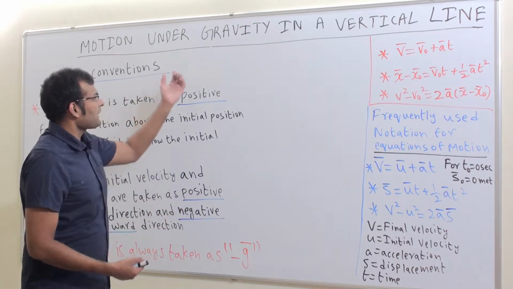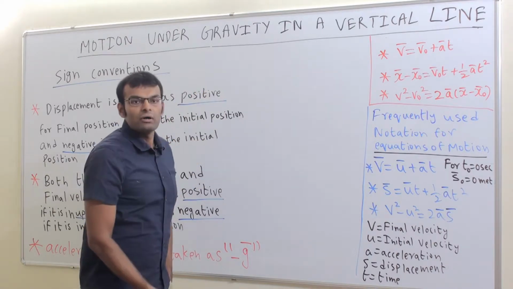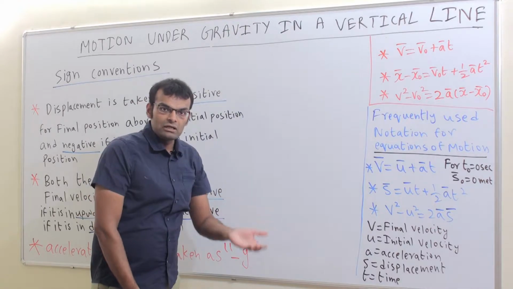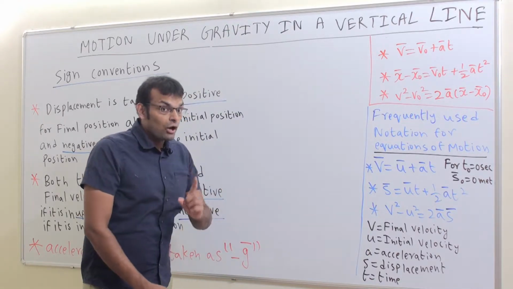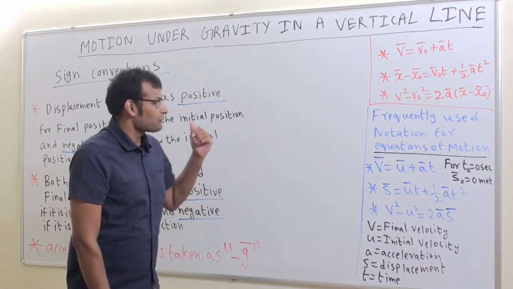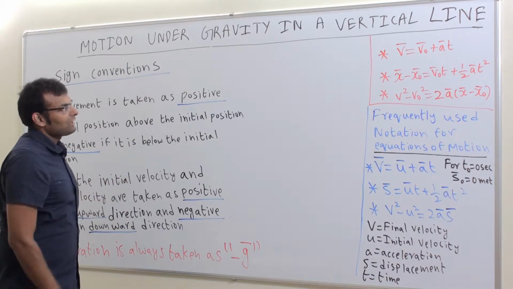So, motion under gravity in a vertical line. You can observe, when I throw a ball up, what happens? The ball follows a straight path and comes down in a straight path if it is not disturbed by any air or any other external disturbance. So this is the basic concept, motion under gravity in a vertical line.